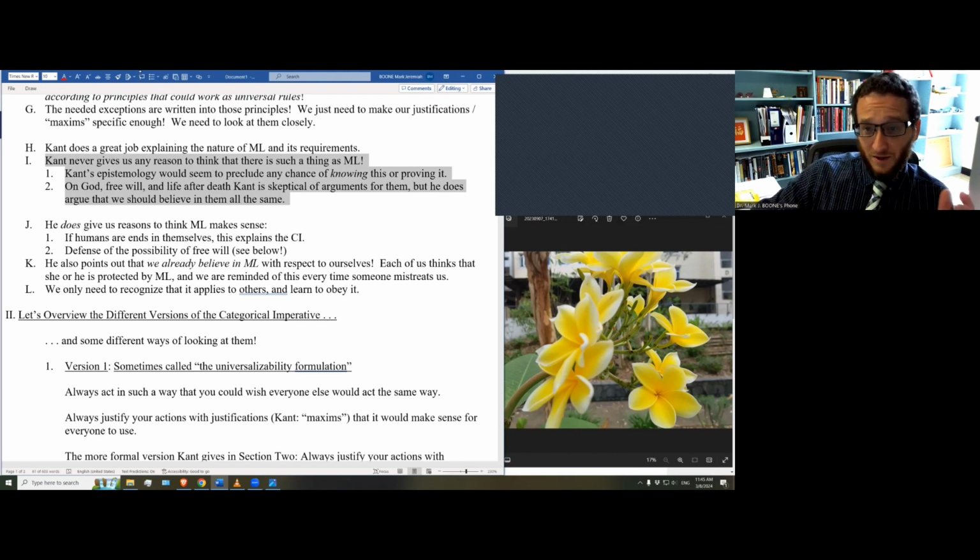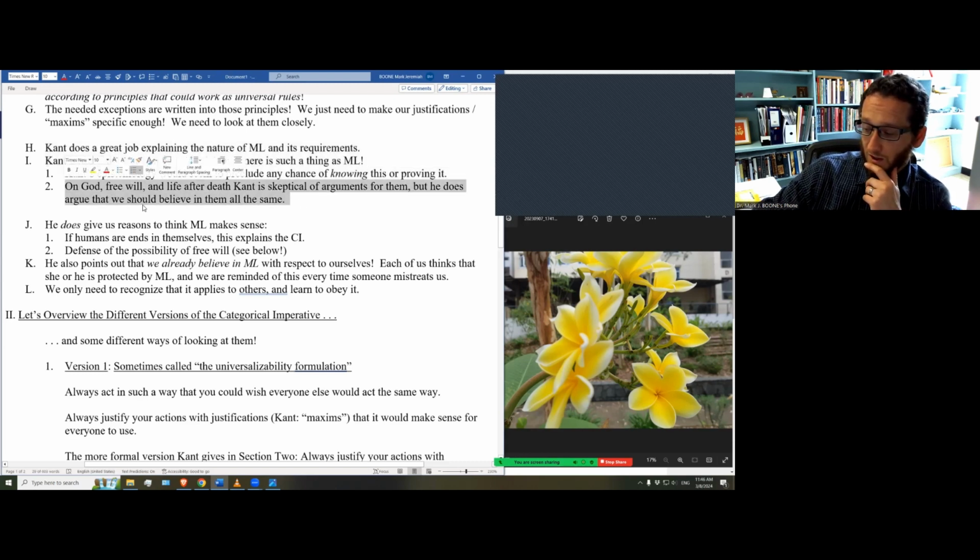Another part of the explanation, and let me interrupt myself to say, I don't think he does a good job giving us a reason to think there is such a thing as moral law. All his moral philosophy is based on the idea of moral law, and I don't think he ever gives us a reason to say there is moral law. But he does do an amazing job, a brilliant job, a better job than anyone probably in human history has ever done, besides him, explaining the nature of moral law and its requirements. And part of the explanation does involve saying why we should believe in these things, God, free will, life after death, without proving that they're there.